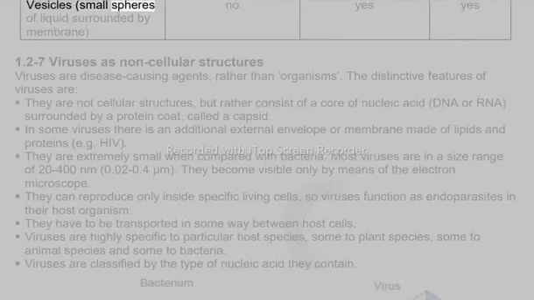Vesicles: small spheres of liquid surrounded by membrane. No, yes, yes.